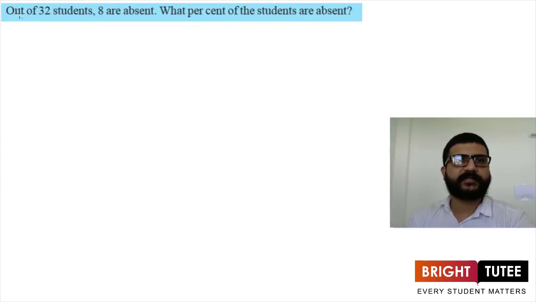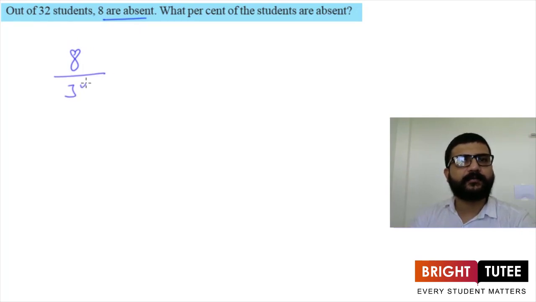Now let's try this question. The question here is, out of 32 students, 8 are absent. What percent of the students are absent? First we have to find a fraction for this. How can we find the fraction? As we can see here, out of 32 students, 8 are absent. So the fractional representation of this statement will be 8 upon 32. That is the number of absentees upon the total number of students.